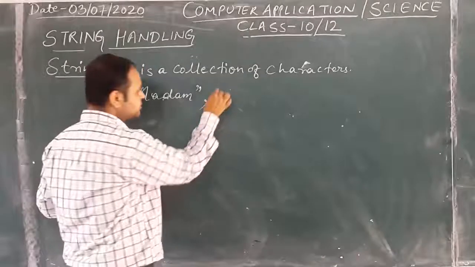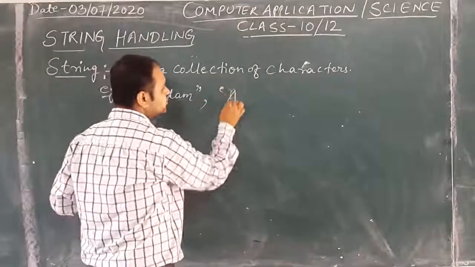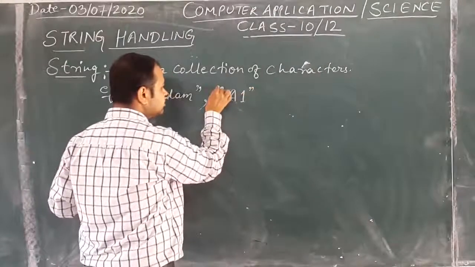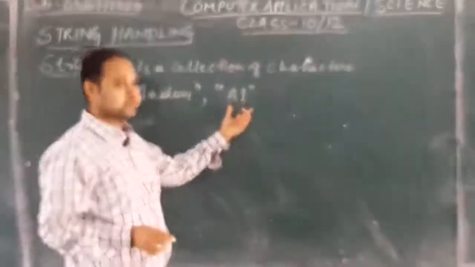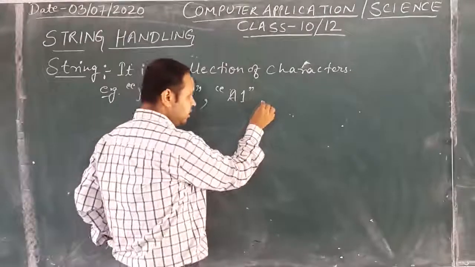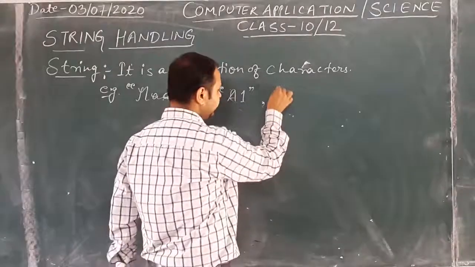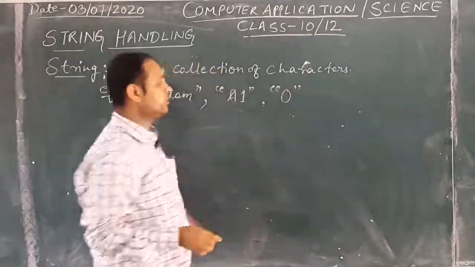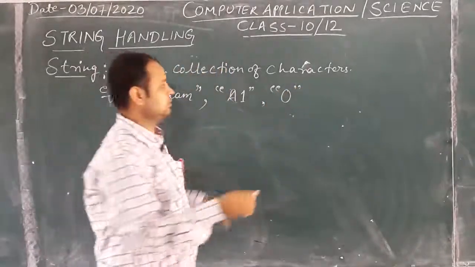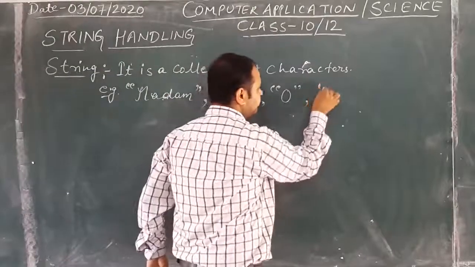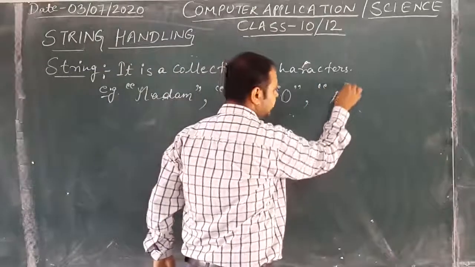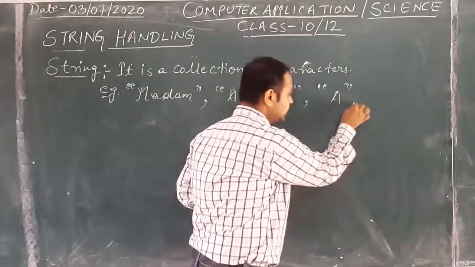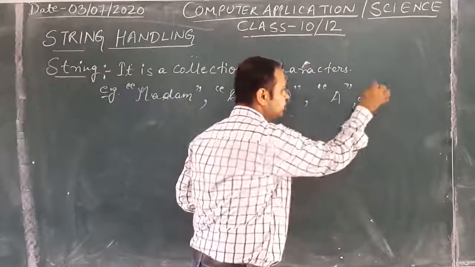Another example, suppose I take an alphanumeric value, A1, and I enclose it within double quotes, then this will also be treated as a string. If I take any single character like 0 and write it within double quotes, then it will also be treated as a string. Similarly, we can have a single alphabet also, which will also be treated as a string. So these are the various examples of a string.